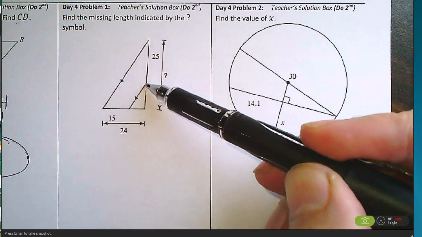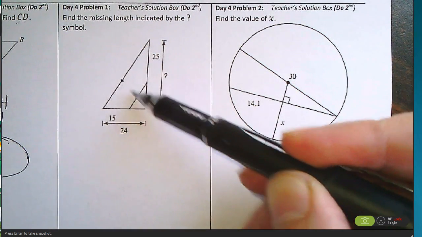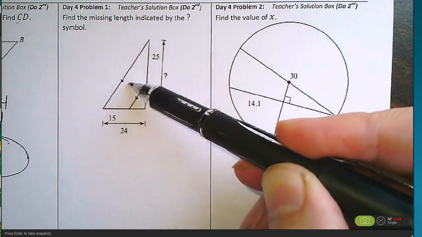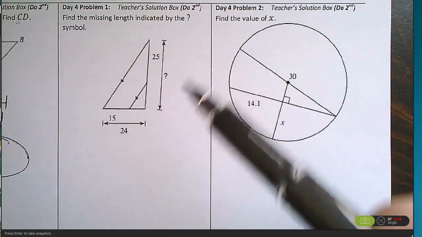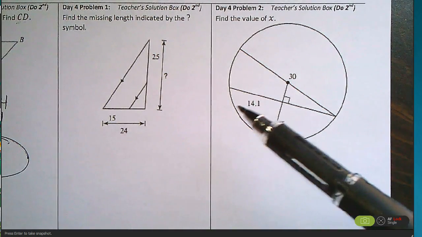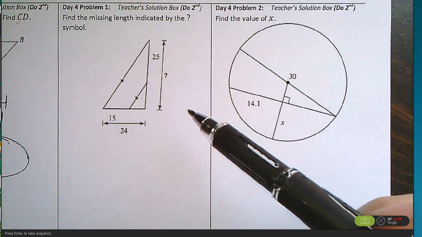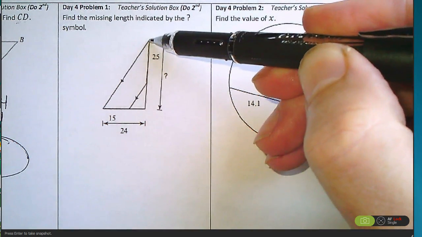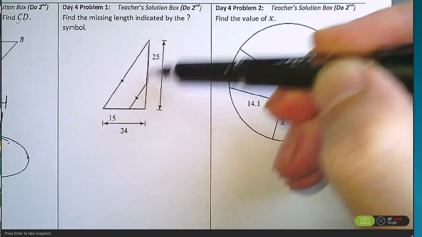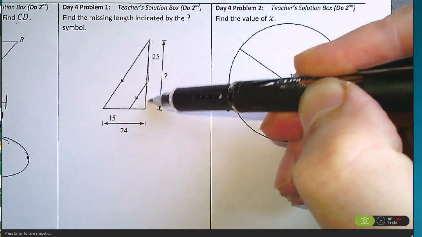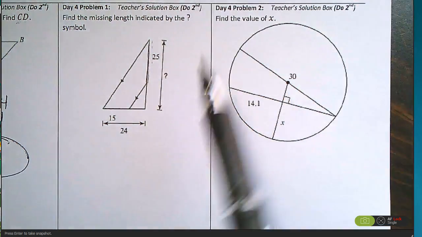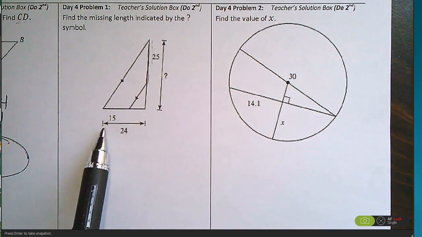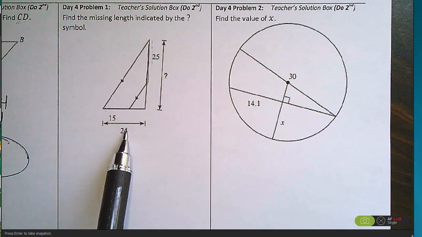Notice that within the large triangle, there's this segment drawn parallel to this segment. There's a small triangle. These are congruent to each other. So the key concept in this question is to create a proportion from corresponding parts. For example, notice how this piece here, the 25, when compared to the entire distance, the question mark, could be put into a proportion with this distance here, the 15, compared to its entire length, 24.